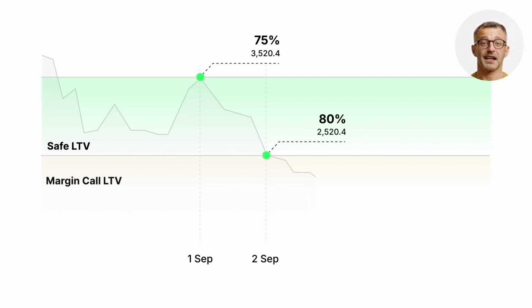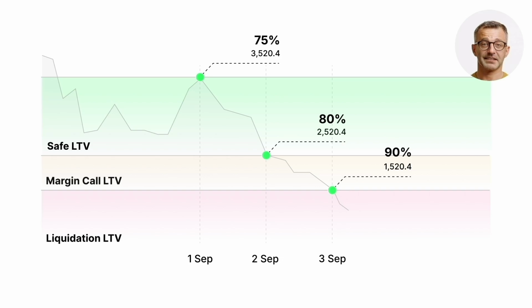If not, then with a further drop in the price of your cryptocurrency and the growth of LTV, you may enter the red zone when your LTV exceeds the threshold value. In this case, you will face forced liquidation. The platform will be forced to sell your collateral in order to avoid losses. Keep an eye on your LTV and follow the requests of the platform where you take the loan, and in that case, you will not face liquidation.